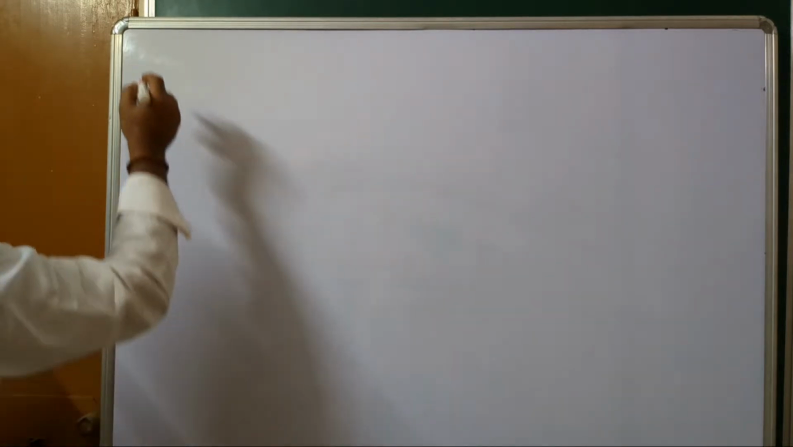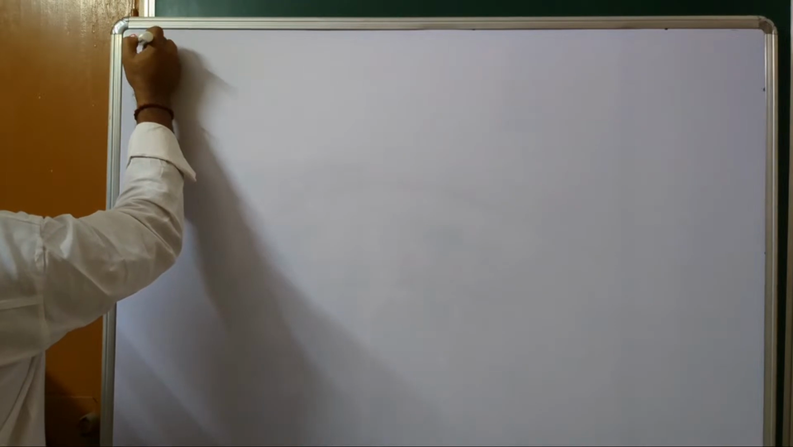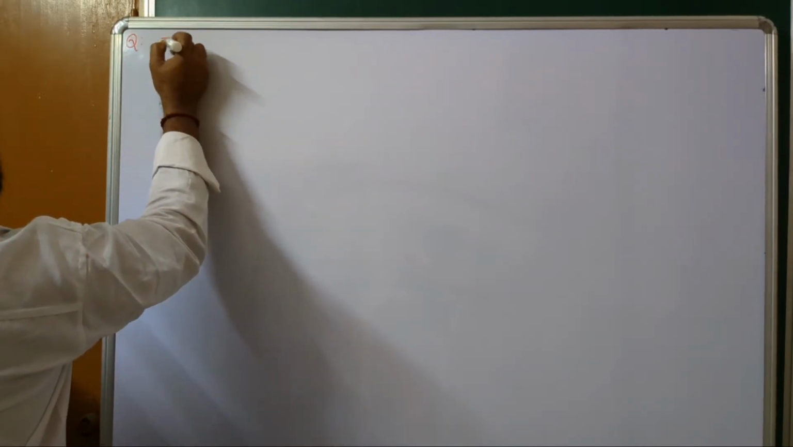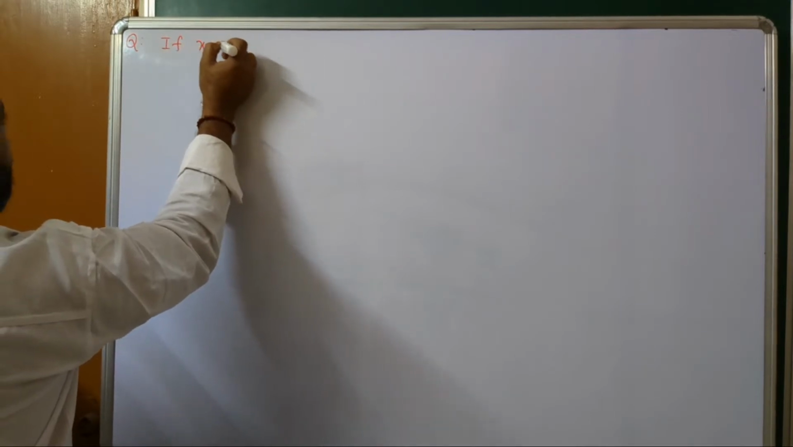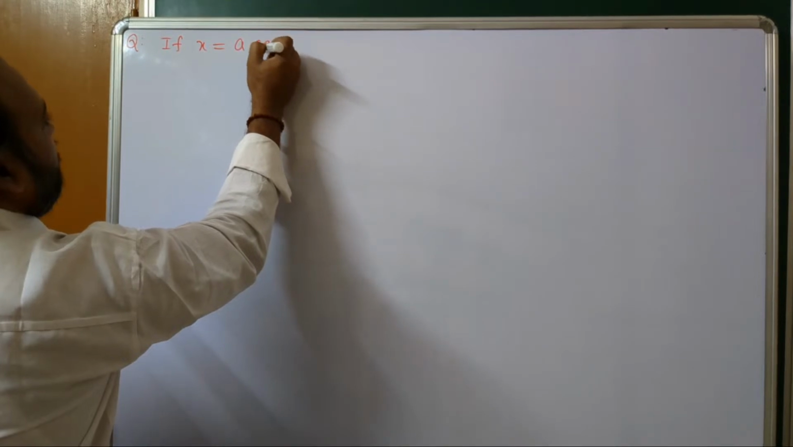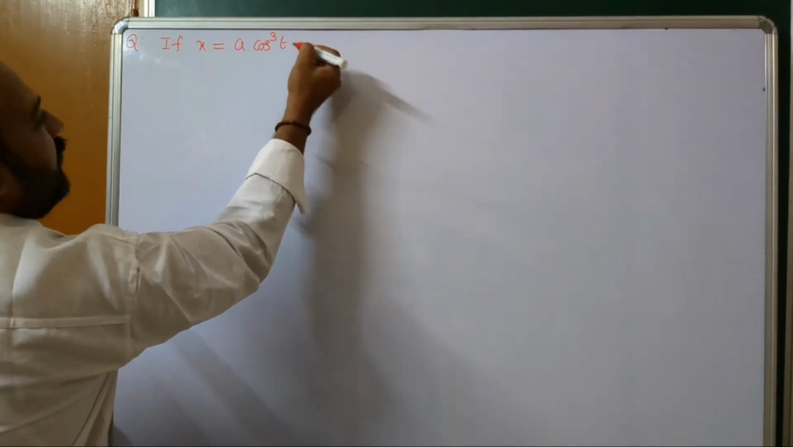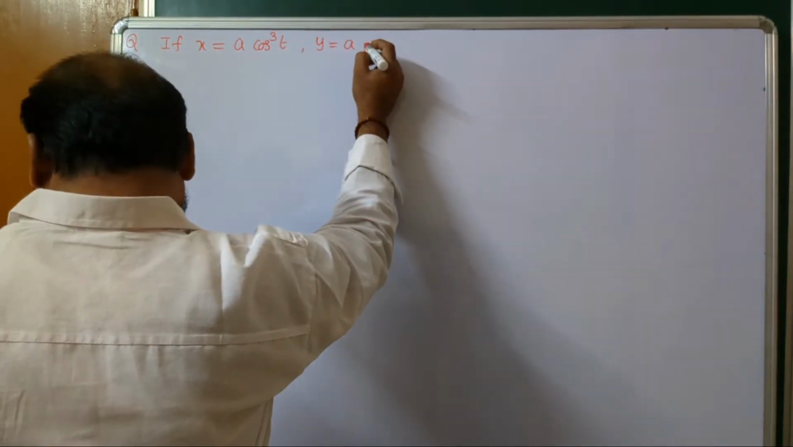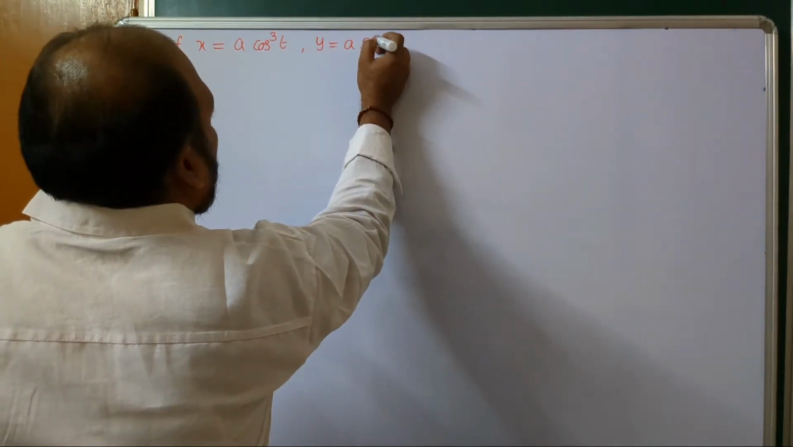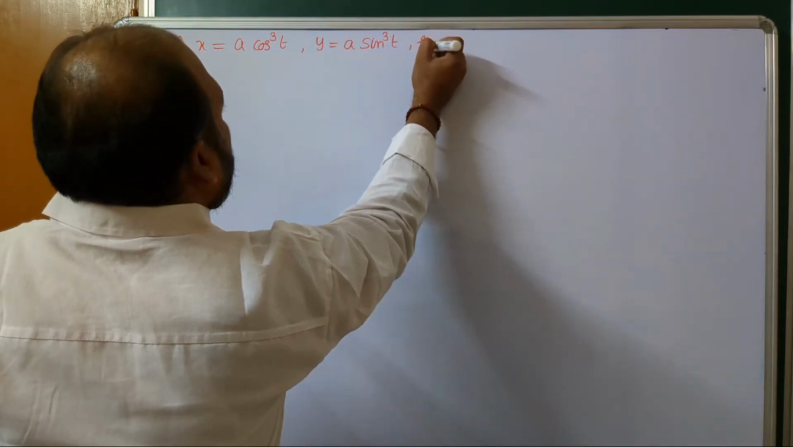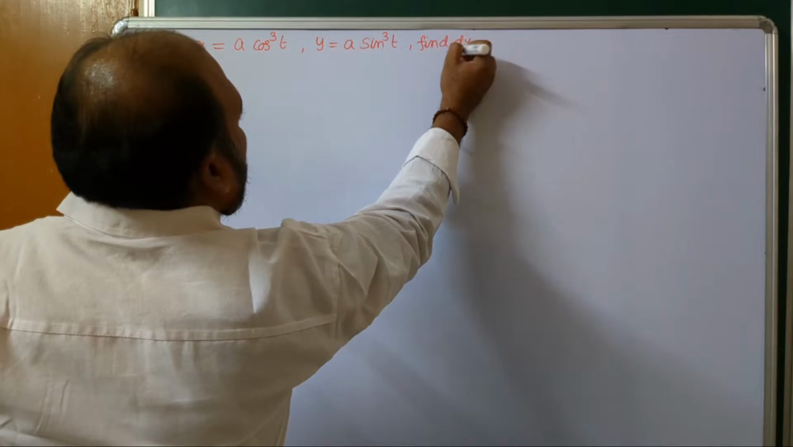Number of times they asked this question in the public exam. If x is equal to a cos cube t, this is a very important question. y is equal to a sin cube t. Find dy by dx. First question.